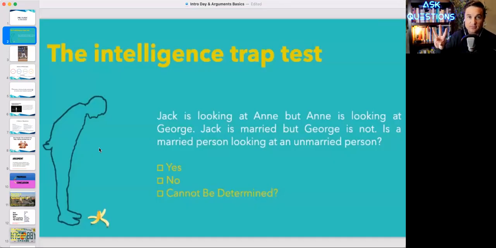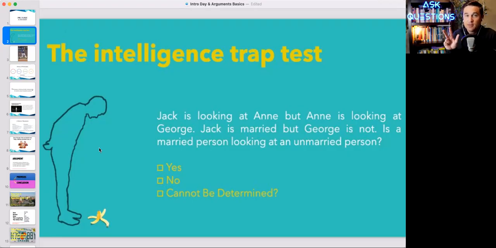Imagine three people, one named Jack, one named Anne, and one named George. Jack is looking at Anne and is looking at nothing else. Anne is looking at George and nothing else. And George, the third person, has their eyes closed or isn't looking at anything. So Jack is looking at Anne, Anne at George, and George at no one, nothing.